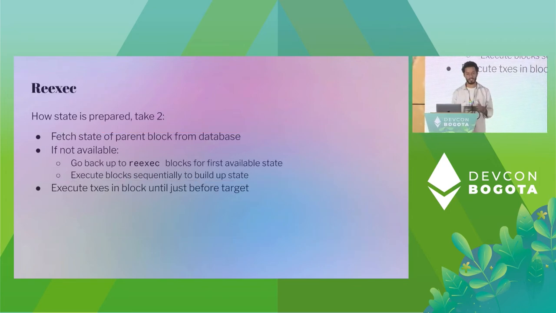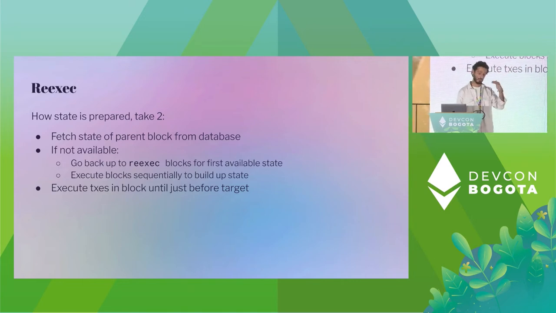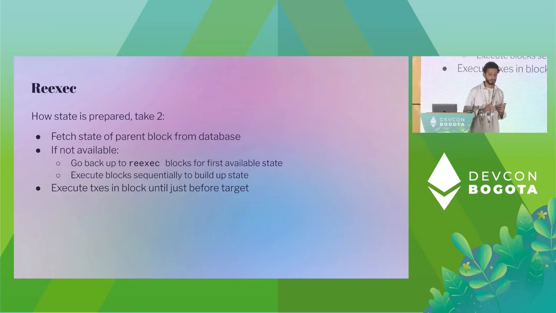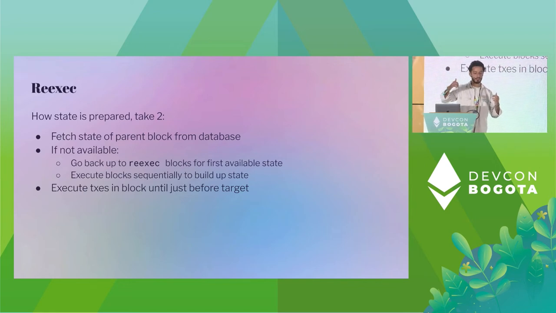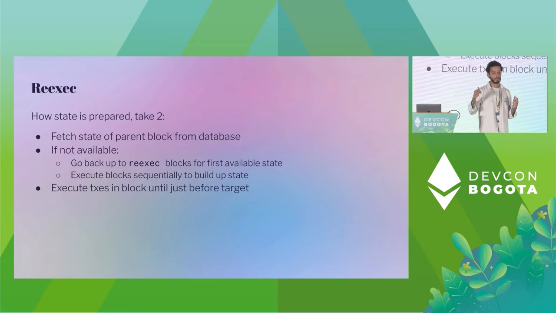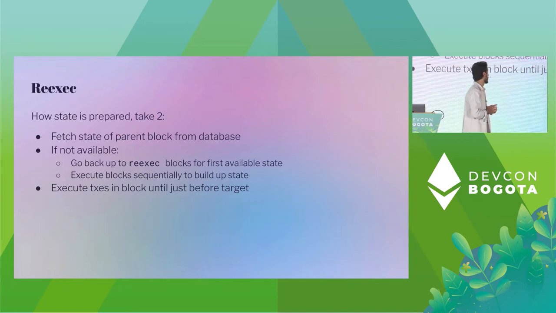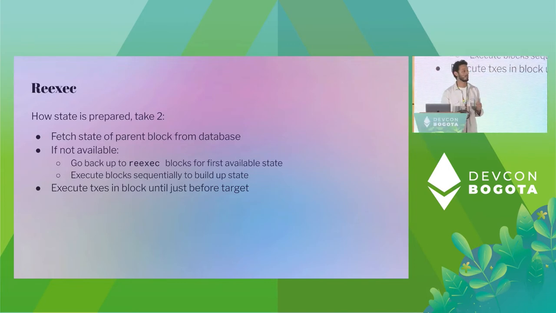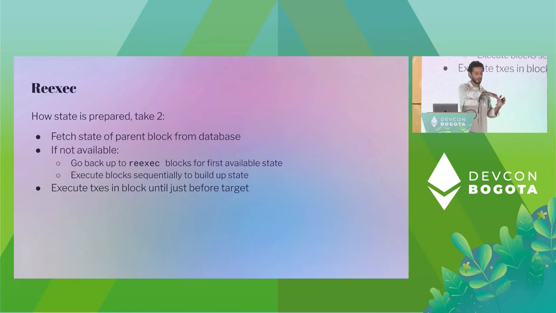And now we can complete the picture again. How do we prepare the state for executing a transaction? We fetch the state of the parent block from the database. If it's not available, Geth will go back a number of blocks and check if it has the state available for any of them on disk. And if so, then it will re-execute all of those blocks and prepare the state for your transaction.